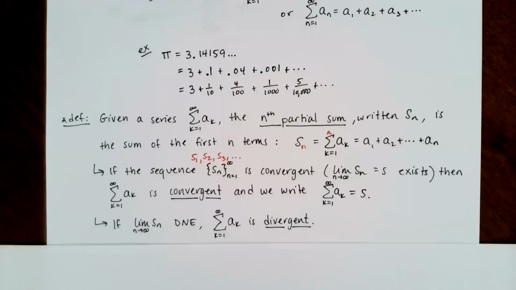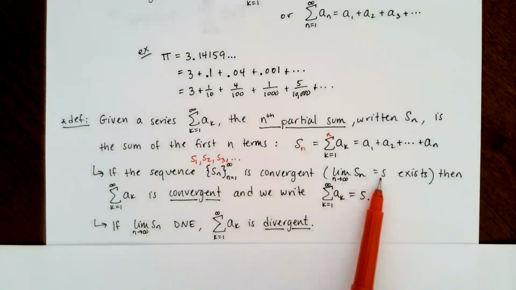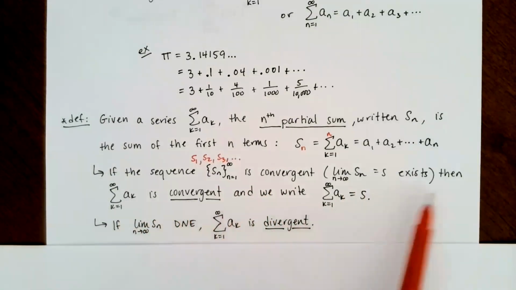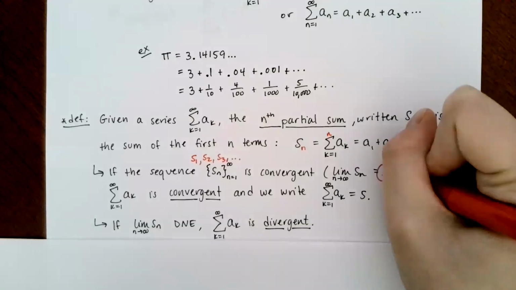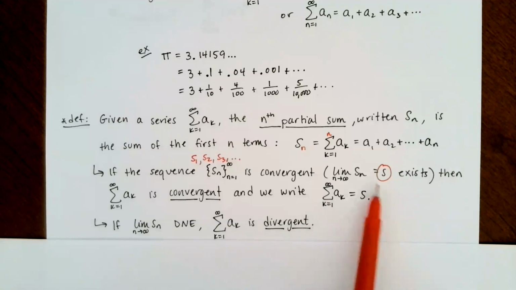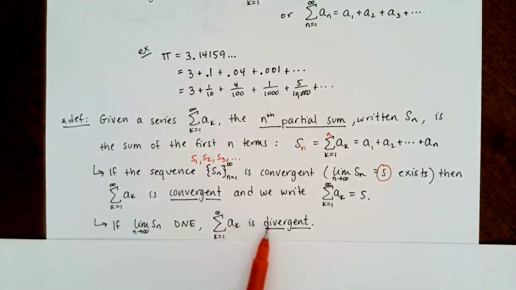That's all. If that sequence is convergent, which we know means the limit exists, then the series it's associated with, we would also say is convergent. And that limit right there is the actual value of the sum. If the limit of the partial sums doesn't exist in any way, then we would say the series it's associated with is divergent.